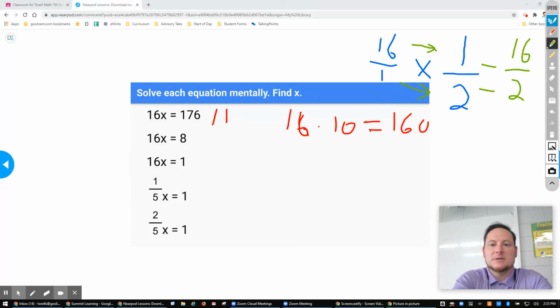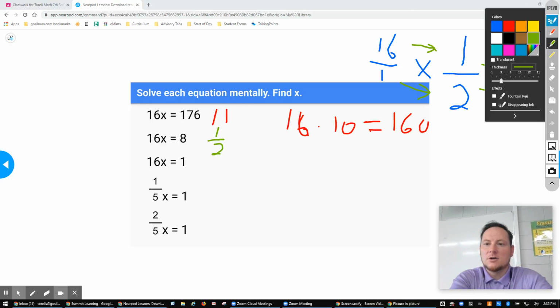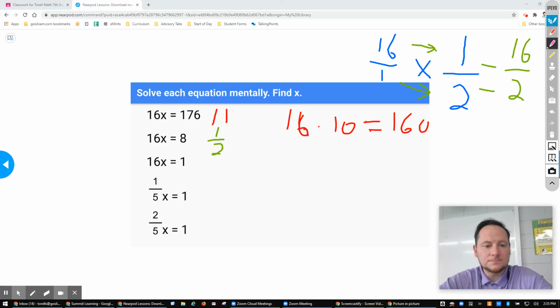So 16 times what equals 8? And that 16 times 1/2 equals 8. So I know that one was a little tricky. It did trick a lot of people up in the other classes too. So now let's look at this one here and see if we can use what we learned from that last one a little bit more and see if we can pick up something on this one.